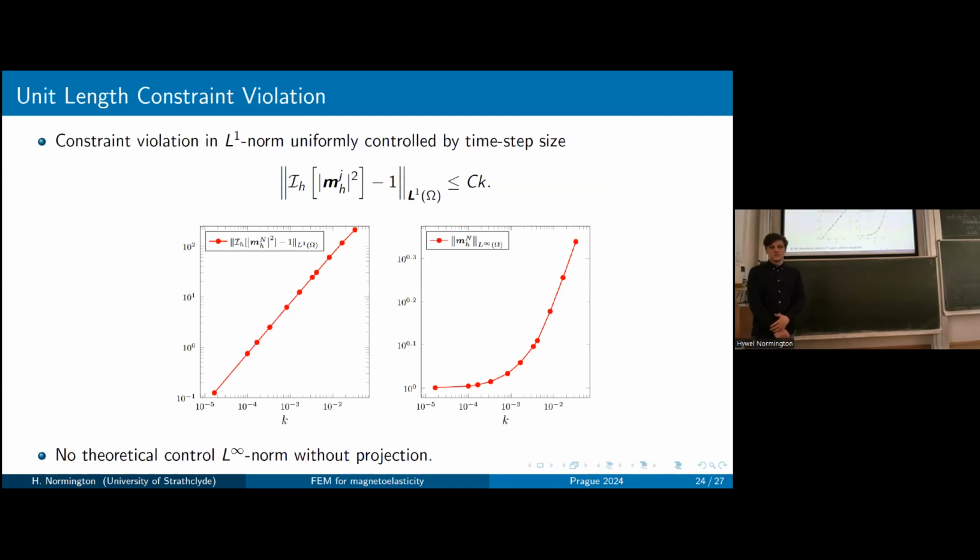And as I mentioned, your LLG system is completely useless if you can't get back to the unit length constraint. And this constraint here shows that it should scale linearly with K. And this is exactly what you see in this very boring straight line graph. The more interesting measure of error would be this infinity norm. So what's the maximum size of M? Well, you can see that it behaves, well, it's not linear at all. We don't have any theoretical control over it. You can get some if you use a CFL condition, but we want to try and avoid those as much as we can.